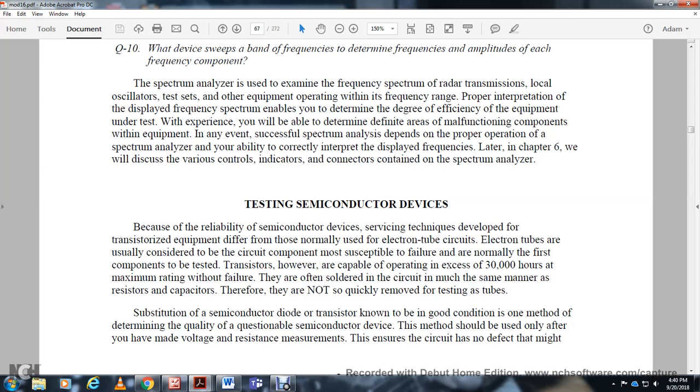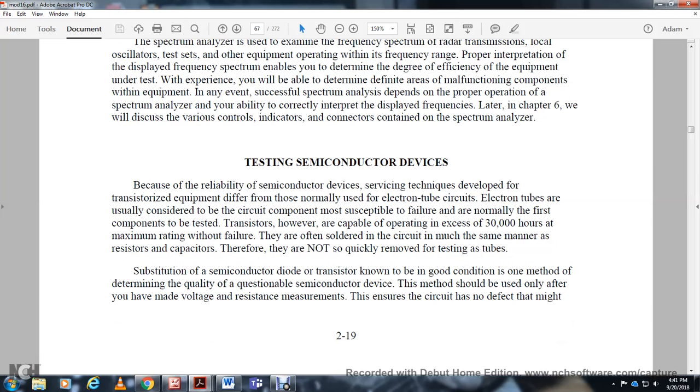Testing semiconductor devices. To be careful of the reliability of the semiconductor device, you should serve the technique of testing transistors and equipment, which differs from the normal use of the electronic tube. Electronic tubes are usually considered the circuit component most likely to fail. A transistor, however, is capable of operating for 30,000 hours at maximum rating without failure. They are often soldered into the circuit, and must be handled in the same manner as a resistor or capacitor. They are not so quickly removed for testing as tubes.